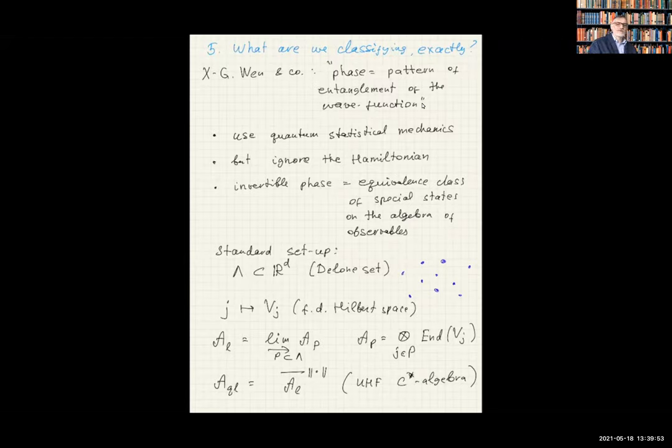So here's the program. First of all, we're going to use quantum statistical mechanics. That's probably a good idea in this situation. But ignore the Hamiltonian, just focus on the state itself. We want to classify invertible phases. First of all, we need to understand what an invertible phase is. I'll propose one possible definition, but maybe there are other approaches. And second, what is a phase? It's some equivalence class of states. Again, equivalence under what? We'll discuss one possible approach.